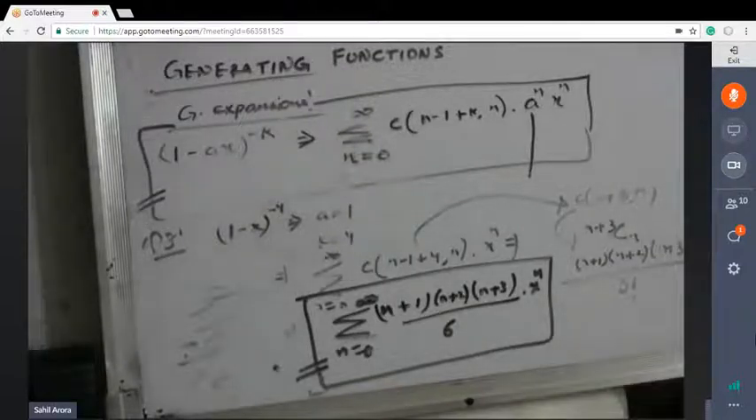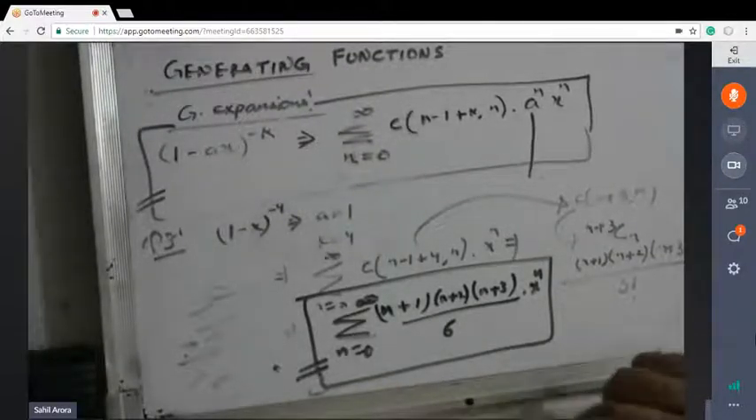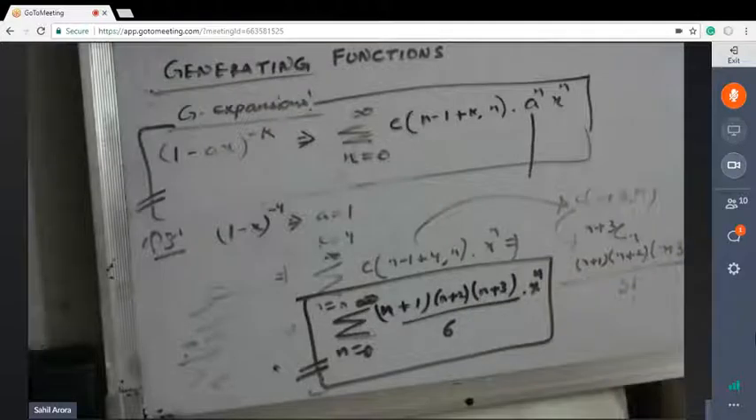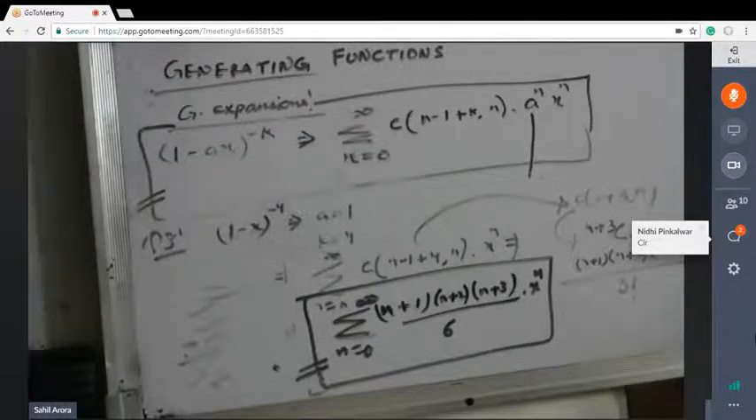Till now, if it is clear, write in chat window so that we will be discussing questions on generating functions now. If it is clear, write in chat window, please.